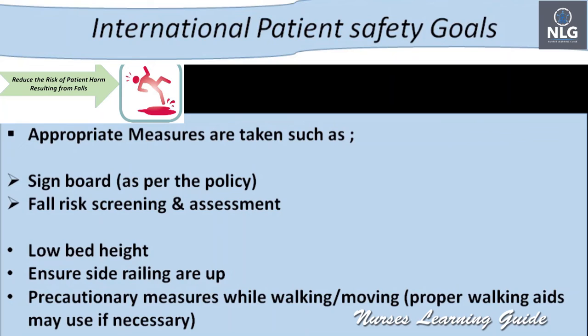Appropriate measures are taken, such as a signboard as per the policy, fall risk screening and assessment, and a few things can be carried out like a low bed height, ensuring side railings are up, precautionary measures while walking or moving the patient, and proper walking aids may be used if necessary as well.